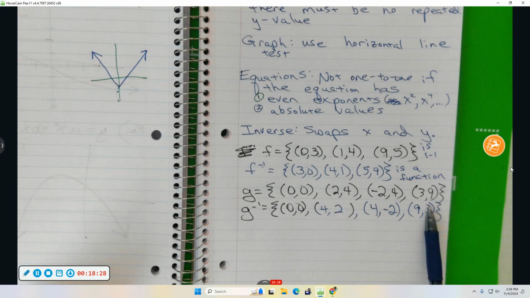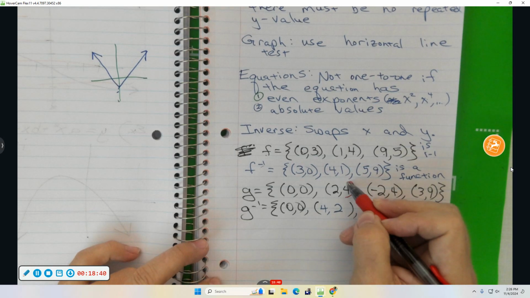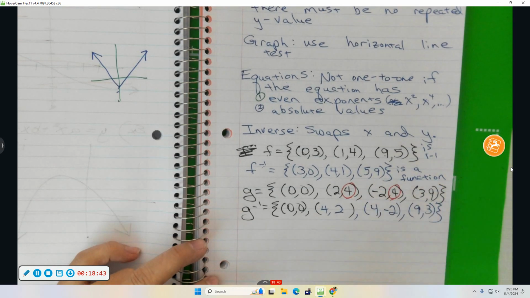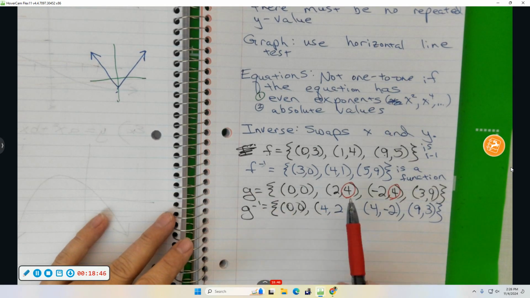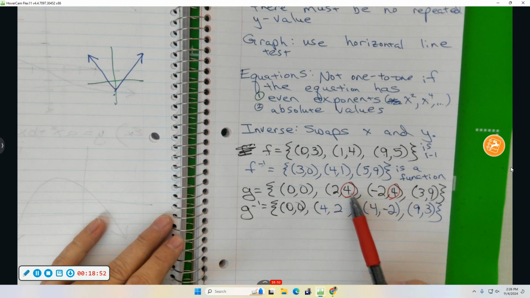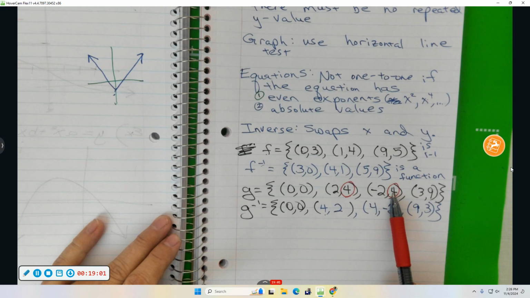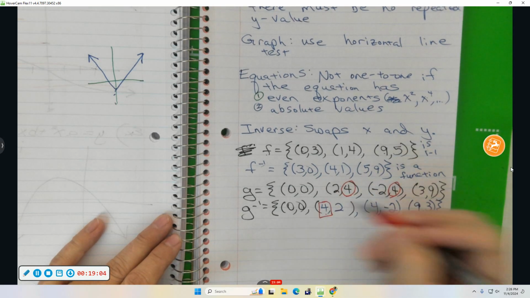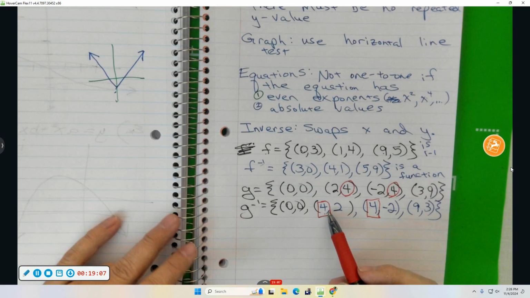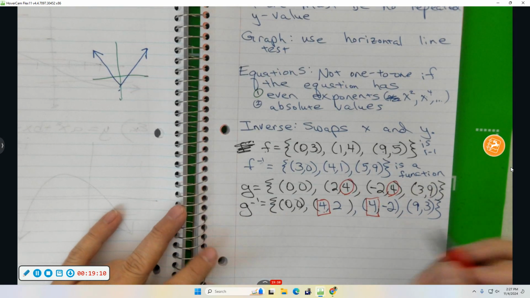Look at G. Is G 1 to 1? 1 to 1 means there's no repeated y's. It is not 1 to 1. The y value 4 is being repeated there and there. That's fine. G is still a function. You can have repeated y values, but when you form the inverse, what happens? The repeated y's, when you reverse it, become repeated x values, so we would have to say that G inverse is not a function.